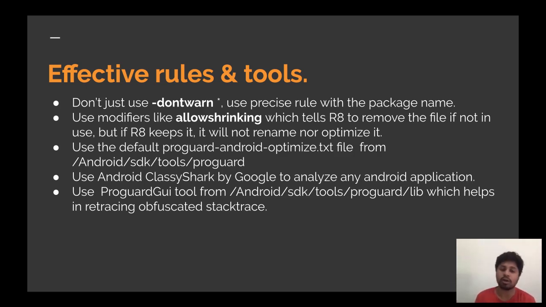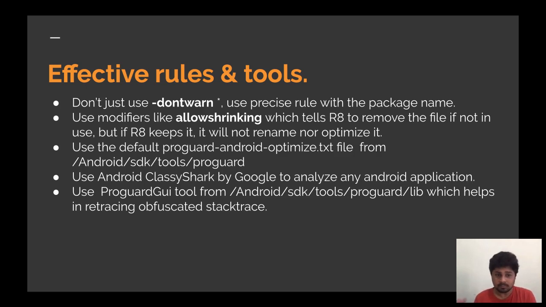You can also use them according to your functionality and requirement. Third thing, always use the default proguard-android-optimize.txt file from the Android SDK tools and the ProGuard location that I've told you earlier. Always use this because it makes a hell of a lot of difference, because it automatically generates through those four entry points that I've told you.